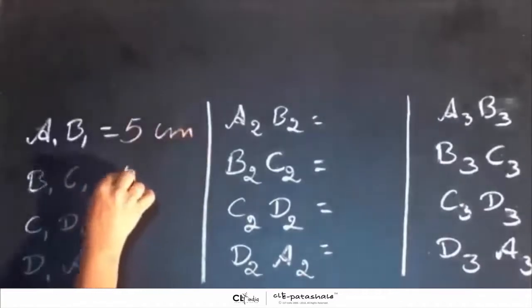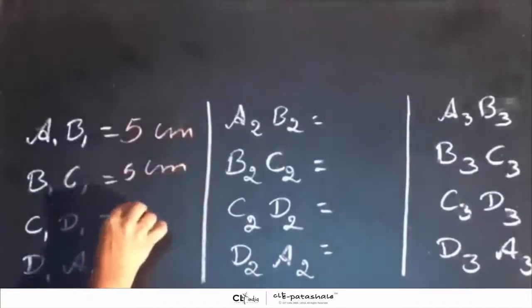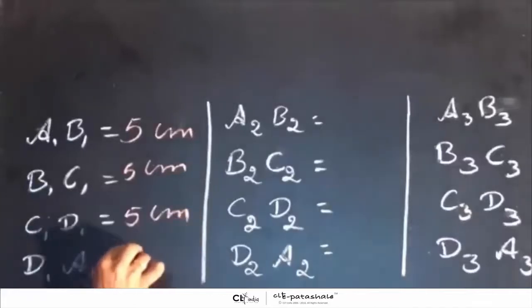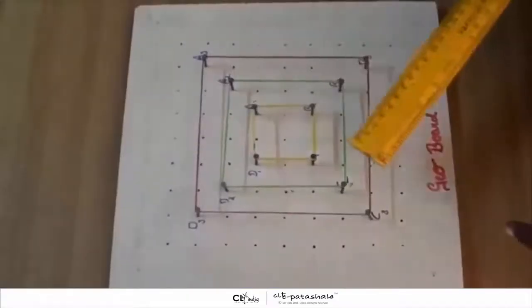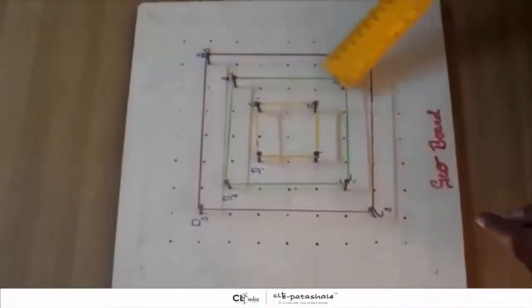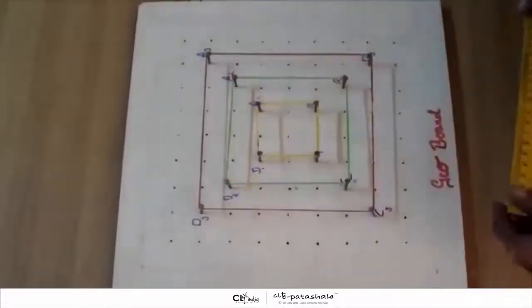A1, B1 is 5 cm, B1, C1 is 5 cm, C1, D1 as well as D1, A1 is also equal to 5 cm. Similarly, now we will measure the sides of the second square.